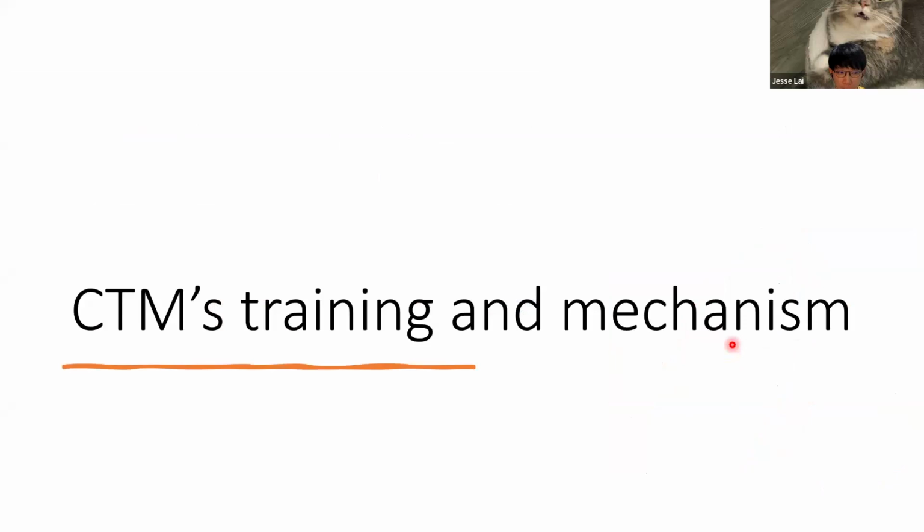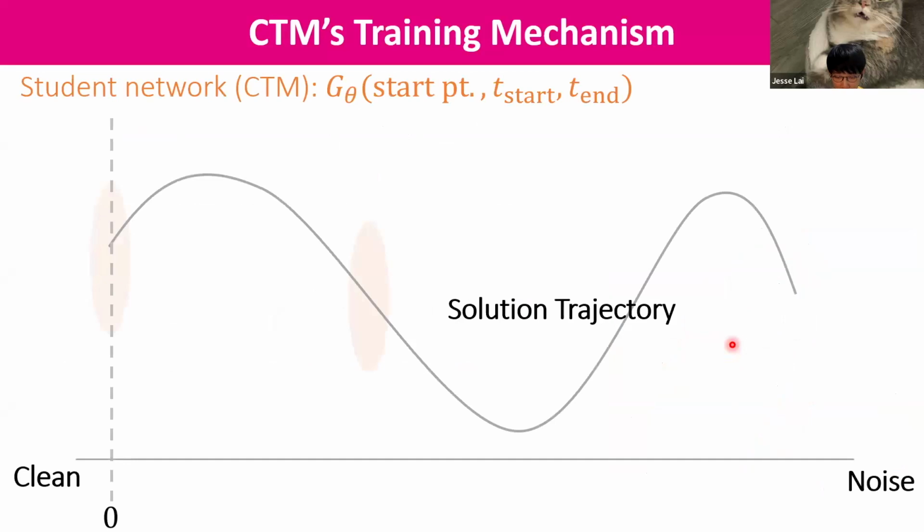So let's talk about the training mechanism of CTM. If you know something about the consistency model from OpenAI, the idea is quite similar, but not exactly the same. For CTM, we call this network a CTM model, with the notation G theta. The first argument is the starting point, the second argument is the starting time, and the last one is the ending time.